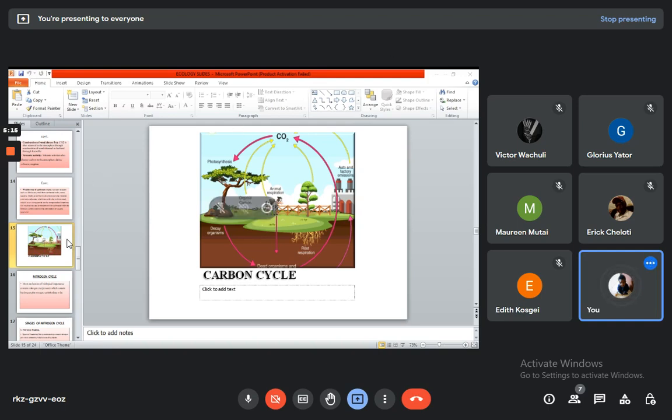Thank you. So up to that level, I believe we have covered our objectives, and I want to leave you with an assignment. You can write it down. Assignment is explain various ways that carbon can be returned to the atmosphere. 10 marks.